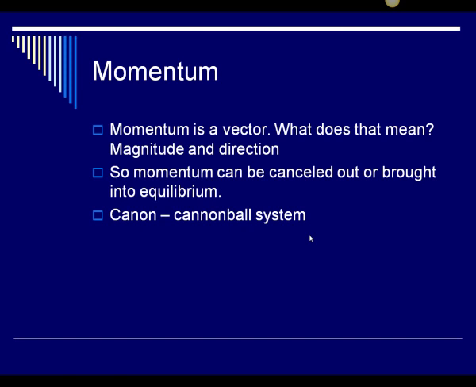Why does the cannon not go as far as the cannonball? That's because the cannon has much more mass than the cannonball. It was the same explosion that moved both of them. It was the same amount of force applied from the explosion of the gunpowder, but that explosion shot the cannonball very far because it has way less mass than the cannon. But if you look at the whole system in general, it's going to equal out.